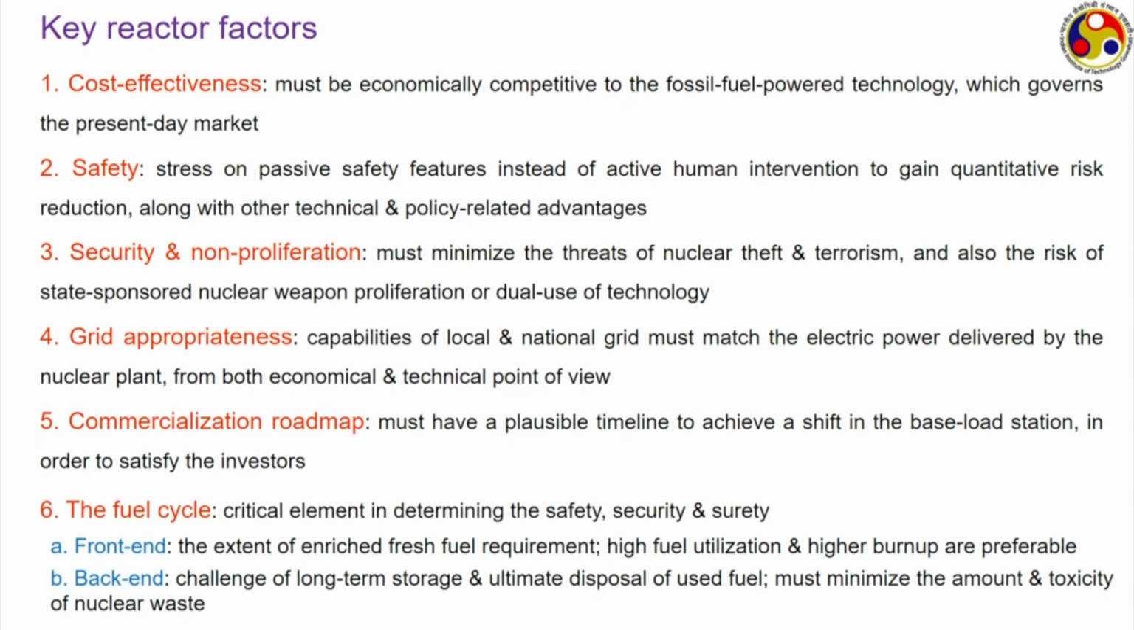So enrichment is a costly technology, and hence how much enrichment we are going to put in should be properly optimized. Similarly, the fuel utilization, and also the burn up, should be high from both the practical energy gain point of view and the waste management point of view. And second is the back end, which deals with the storage and disposal of the used fuel. This should be minimized, as I have just mentioned, and also the nuclear waste that finally comes out of the plant, its toxicity level should be low so that it can properly be managed.